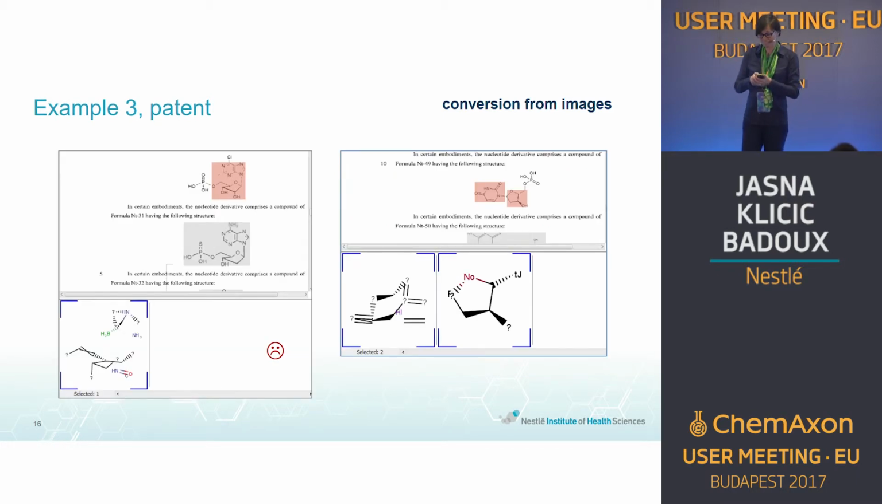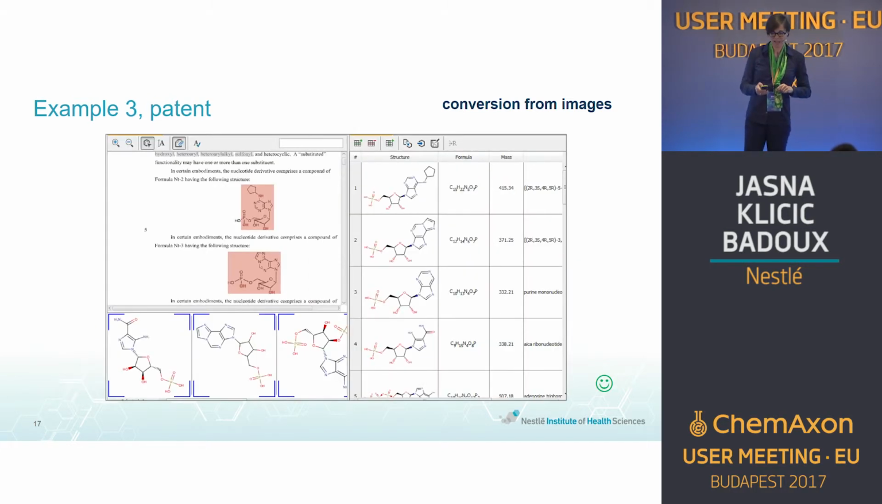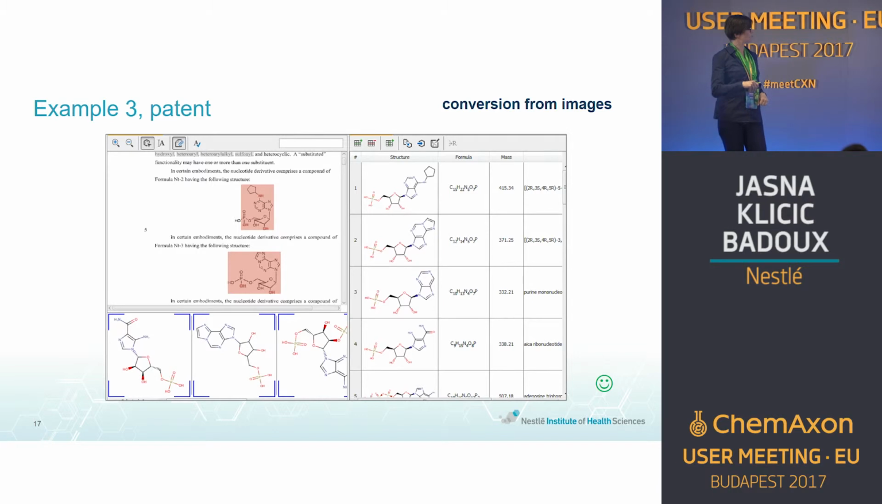There are some really, really difficult cases. This is another patent, and you could see that the image recognition program really had trouble with this one. But nevertheless, even in this case, I focused on some 20, 30 structures in this patent, and it really didn't take me much time to generate my proper table.